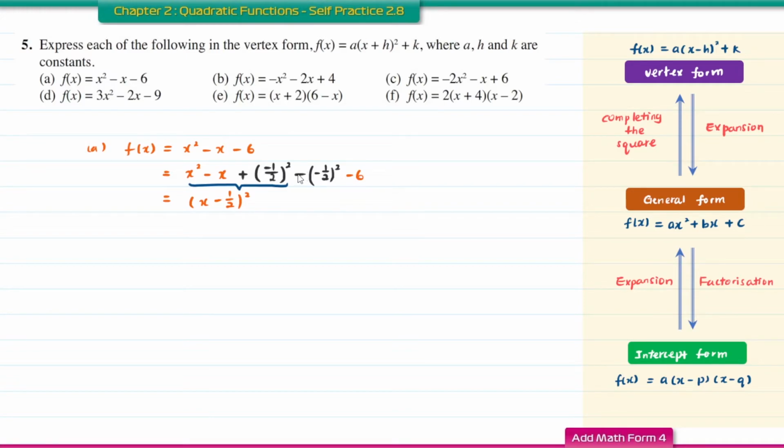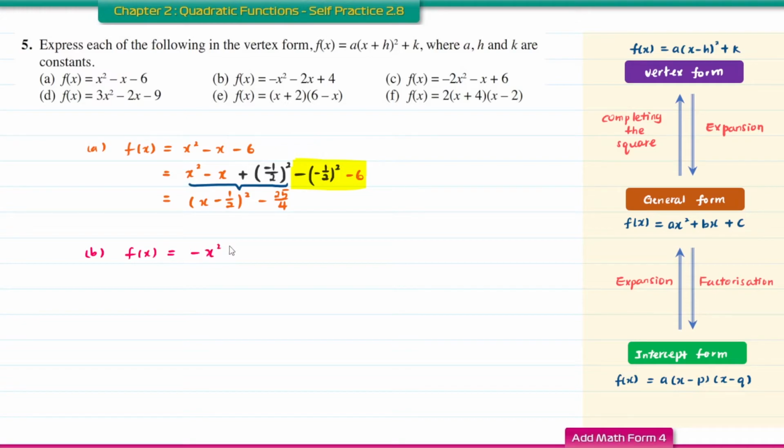For this part, just solve it using your calculator. It will give you the answer of negative 25 over 4. So this is the vertex form for question A. Now let us move to question B.